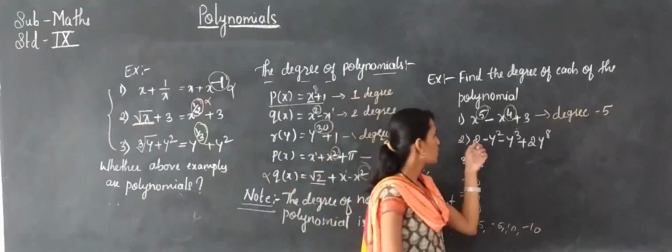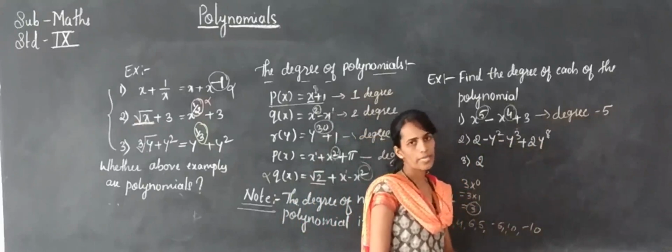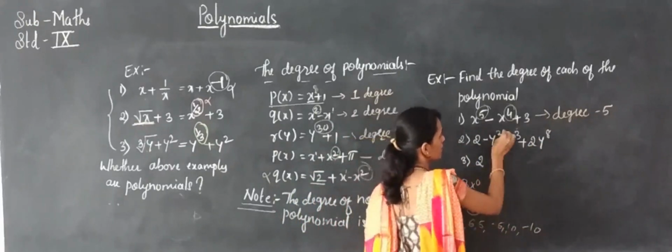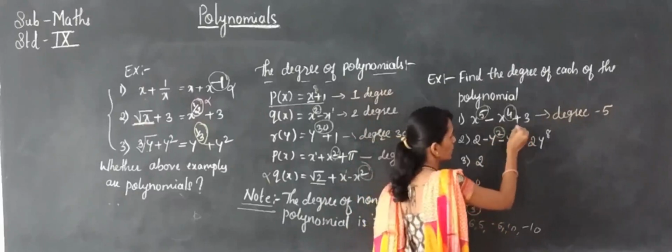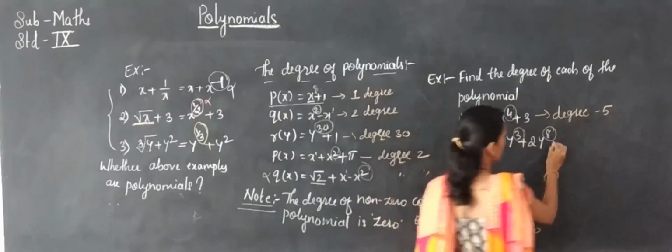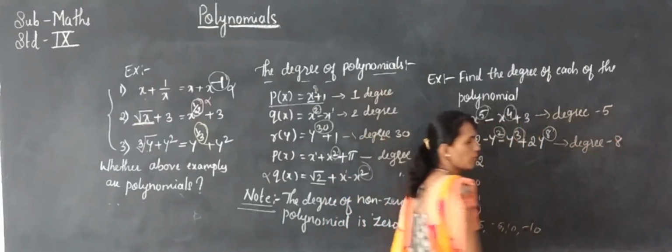Next one: 2 minus y square minus y cube plus 2 y to the power 8. The exponents are 2, 3 and 8. The highest is 8, so we take the degree of the polynomial as 8.